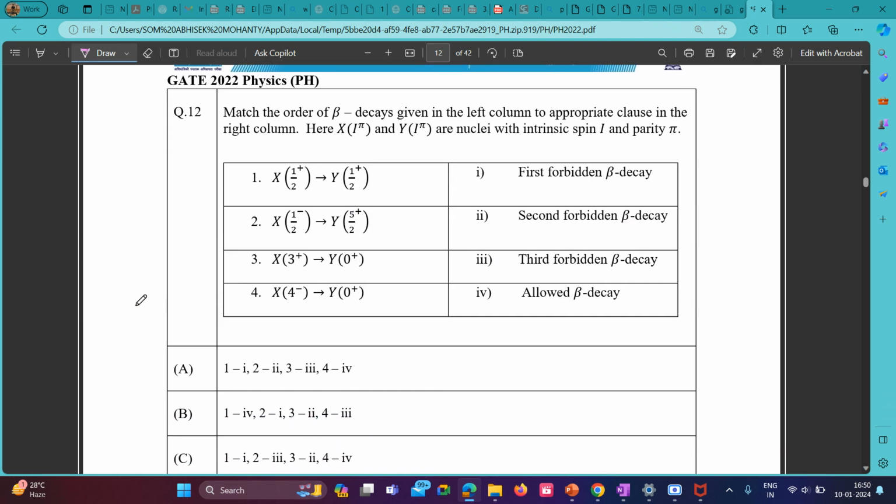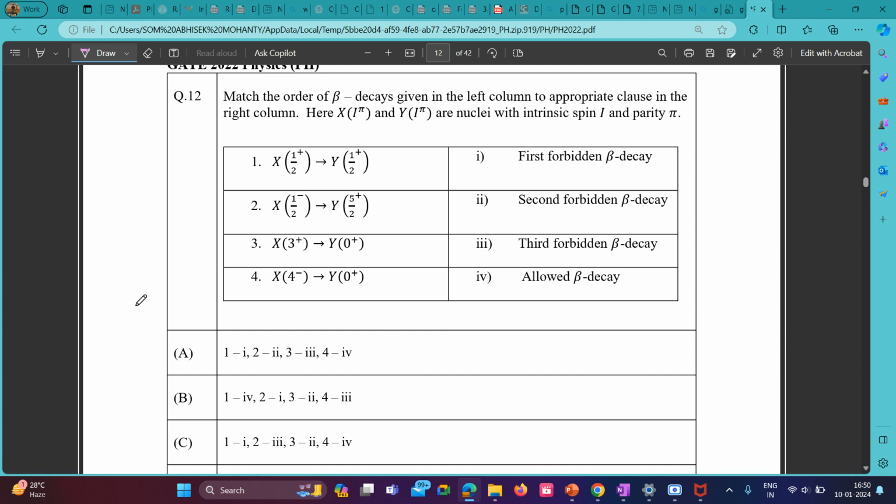Question number 12. Match the order of beta decays given in the left column to appropriate clause in the right column. Here X I pi and Y I pi are nuclei with intrinsic spin I and parity pi. So we have to give which order beta decay it is.